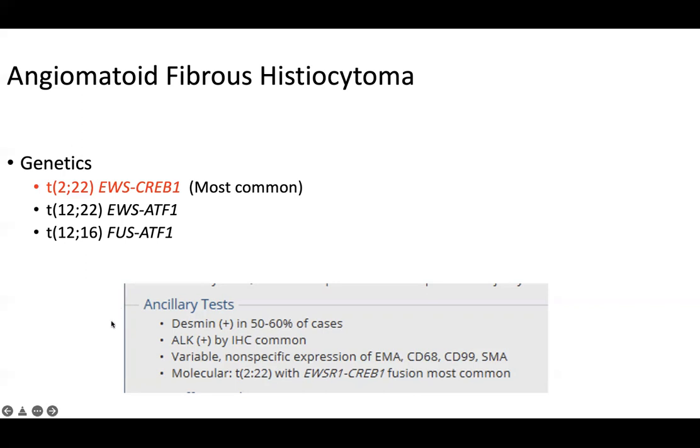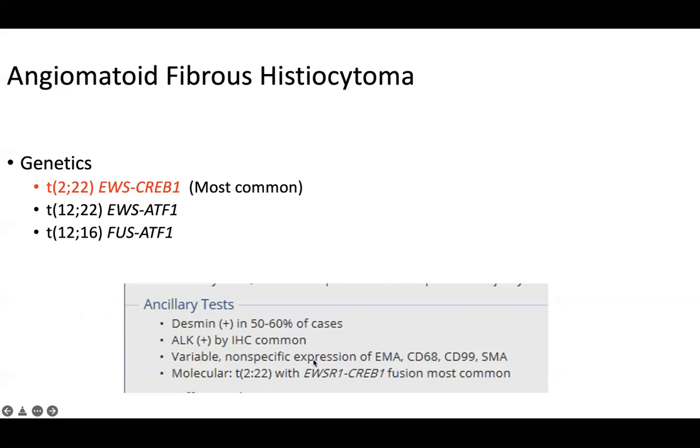Ancillary tests include desmin. So you can do a desmin and you'll see that it's positive in about half the cases. I do find that anything that's positive in about half the cases is just essentially like flipping a coin. So I don't know how helpful it's going to be. ALK can be positive as well. And remember, ALK is also overexpressed in epithelioid fibrohistiocytomas.